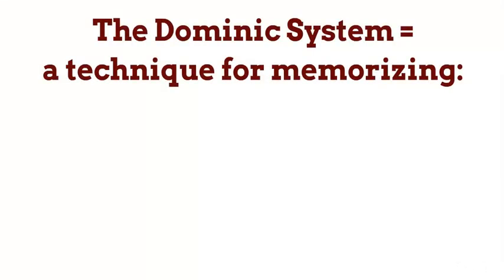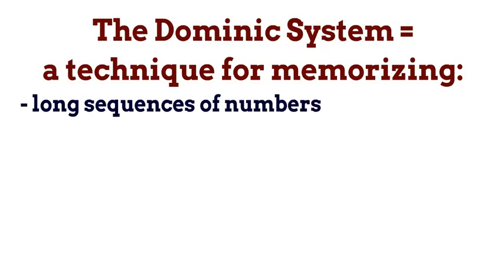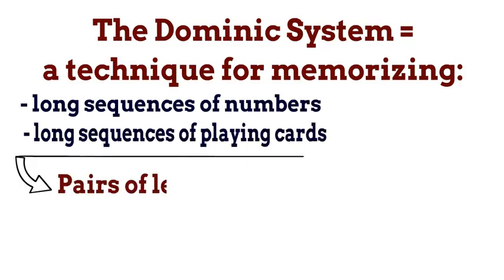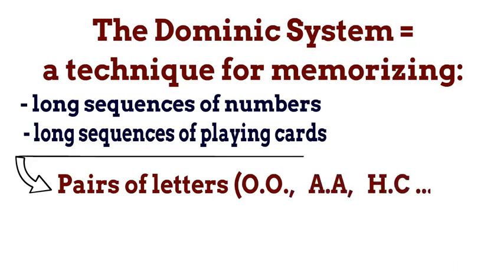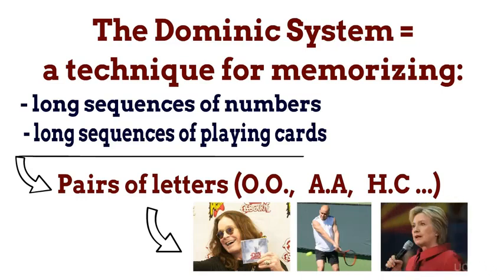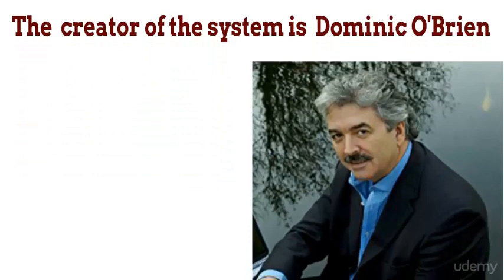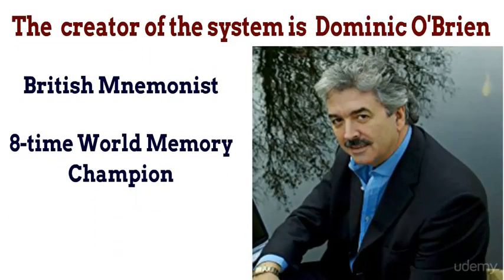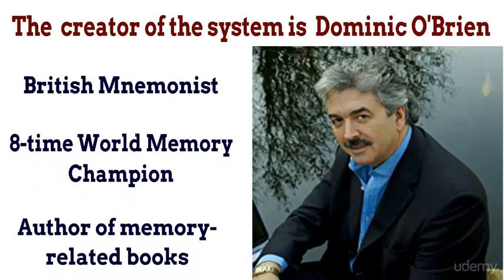The Dominic system is a technique for memorizing long sequences of numbers or playing cards by first converting them into pairs of letters, and then associating those letters with people and actions. Each number or card to be memorized is given a fixed mnemonic image of a person and an action. The creator of this system is Dominic O'Brien, a British mnemonist, 8-time world memory champion, and an author of memory-related books.